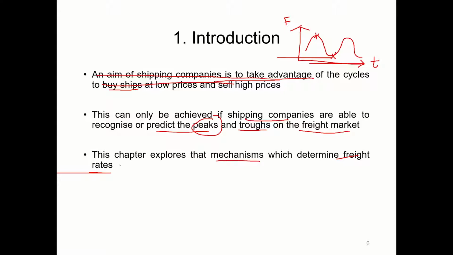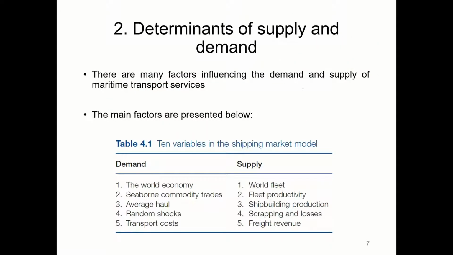Of course, in that case, we need to look at the demand side as well as the supply side. We need to look at what are the factors. If we know what are the factors that affect the demand and supply, we will be able to more or less predict how the shipping cycle will look like the next day, for example. We'll be able to predict. So we'll now look at what are the factors influencing supply and demand. So there are many factors influencing demand and supply for maritime transport services, but here we are only going to look at the main factors.